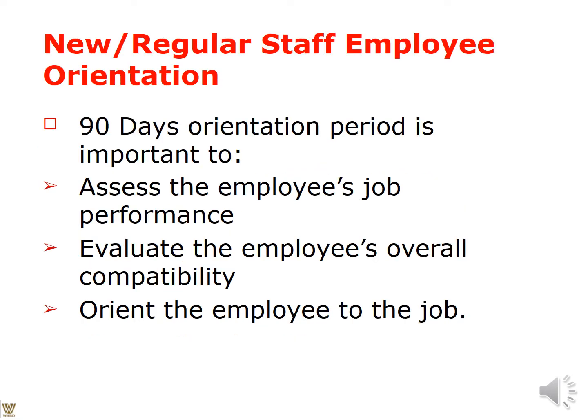So new regular staff orientation is usually a 90 days period that we go through. What do we do in the first 3 months of this orientation process? We understand the potential and the performance of the employees. This is very relevant. And thereafter we evaluate the compatibility as the case might be, and orient the employees to the job.